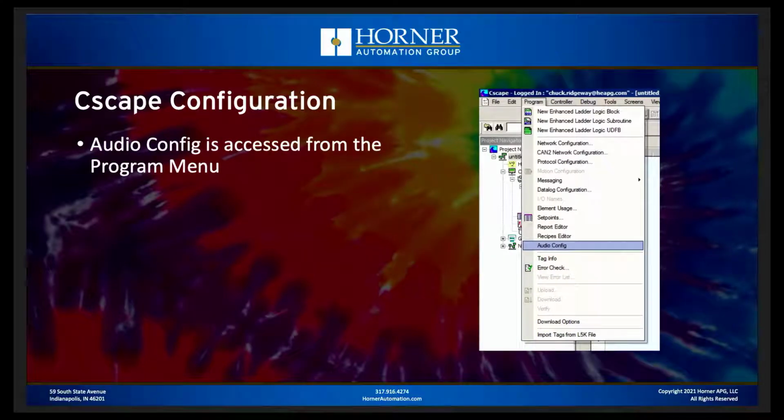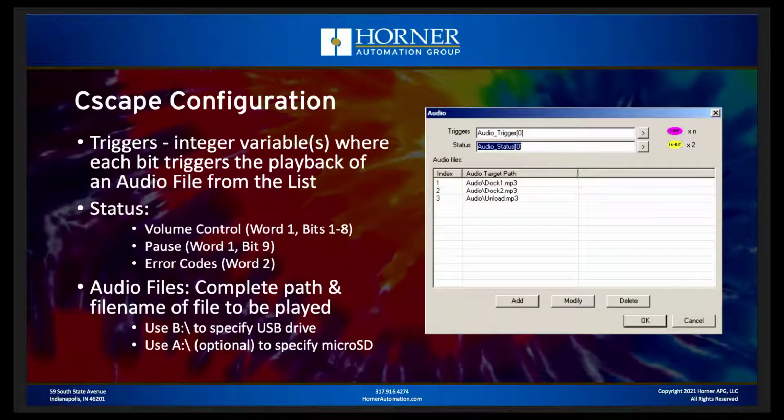Okay, from a configuration standpoint, there's not a whole lot of configuration required, and some of you may be wondering where in the world is the audio configuration accessed from? Well, it's not accessed from the user interface or graphic screen editor or anything like that. It's available from the main section of Cscape. Under the program menu, you'll find audio config. And then once you click on audio config, you'll see a single dialog box which requires configuration.